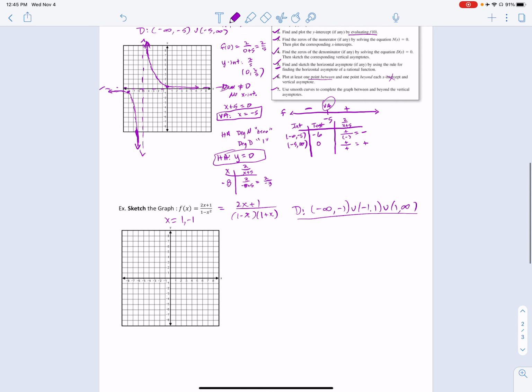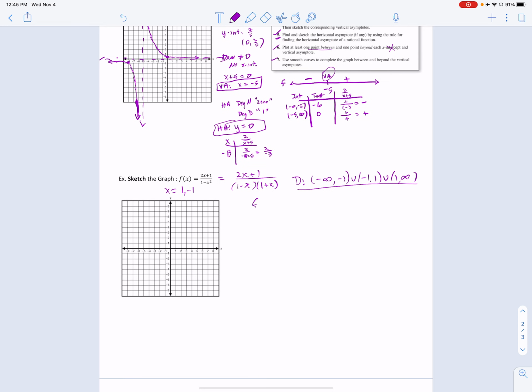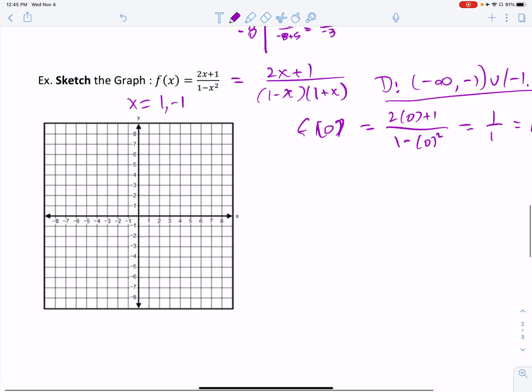And then find and plot the y-intercept. So f of 0, 2 times 0 plus 1 over, I'm just going to plug it into the original equation. It'll be faster. And you get 1 over 1, which is 1. So f of 0 is 1. So we've got 1 point there.